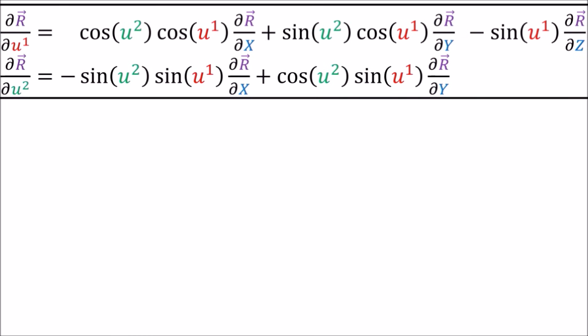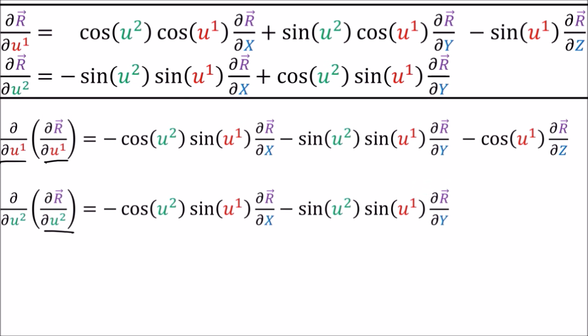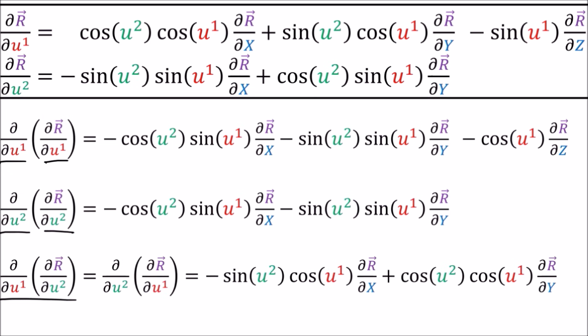Now, given the tangent basis vectors, we can also get the derivatives of the tangent basis vectors in each coordinate direction. The derivative of the u1 basis vector in the u1 direction is this. The derivative of the u2 basis vector in the u2 direction is this. And the mixed u1, u2 derivative is this. And both of these derivatives are the same since the order of differentiation doesn't matter.